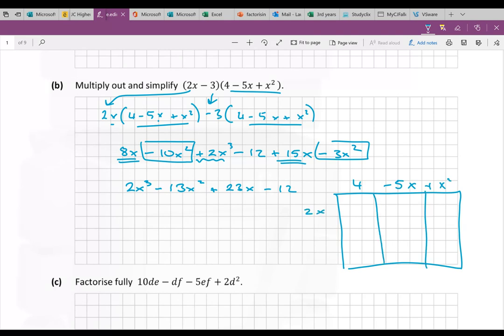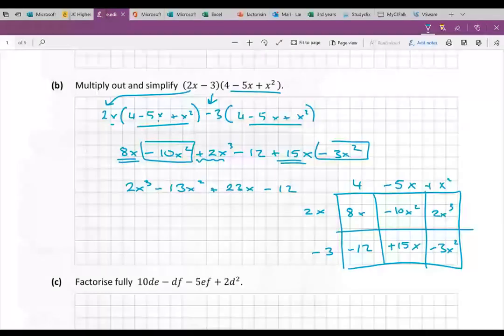Alternatively for this one, you can use 4 minus 5x plus x squared and 2x minus 3. 2x by 4 is 8x. 2x by minus 5x is minus 10x squared. 2x by x squared is 2x cubed. Minus 3 by 4 is minus 12. A minus by a minus is a plus 15x. And minus 3 by minus x squared is minus 3x squared.